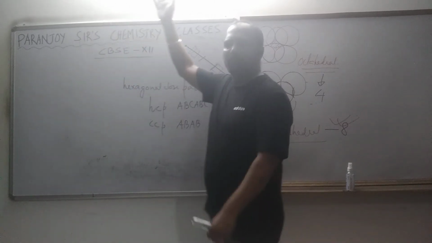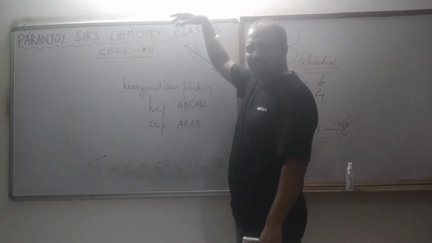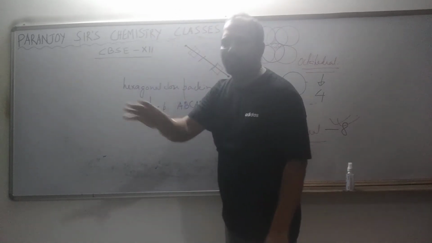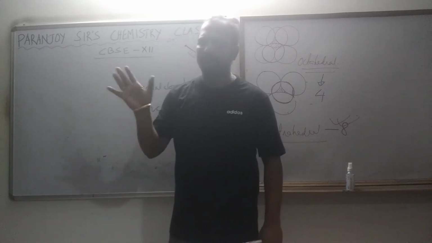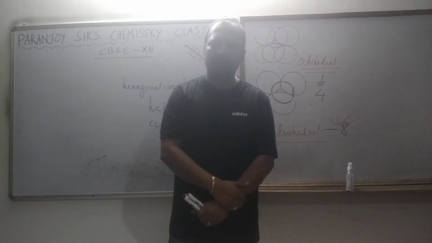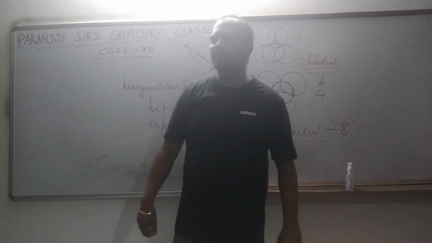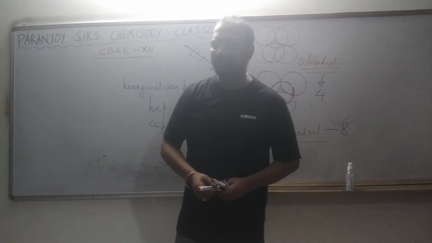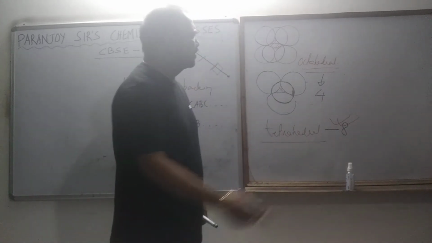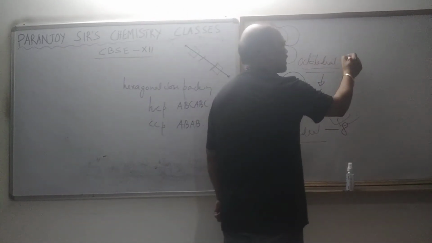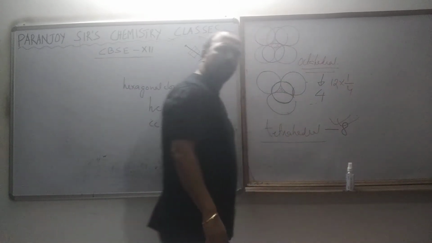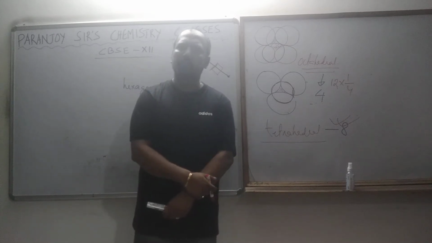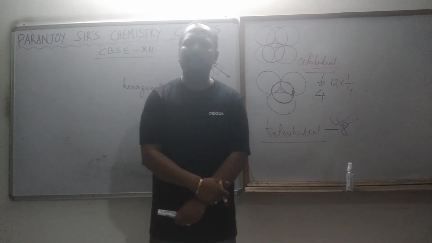When it is forming in the center of the edges, that void is giving 1/4 share to this unit cell that we had seen last day. How many such edges are there? There are 12 such edges. So what is the total number of octahedral voids? 12 into 1/4. 12 of them are there, and each is giving 1/4 share.